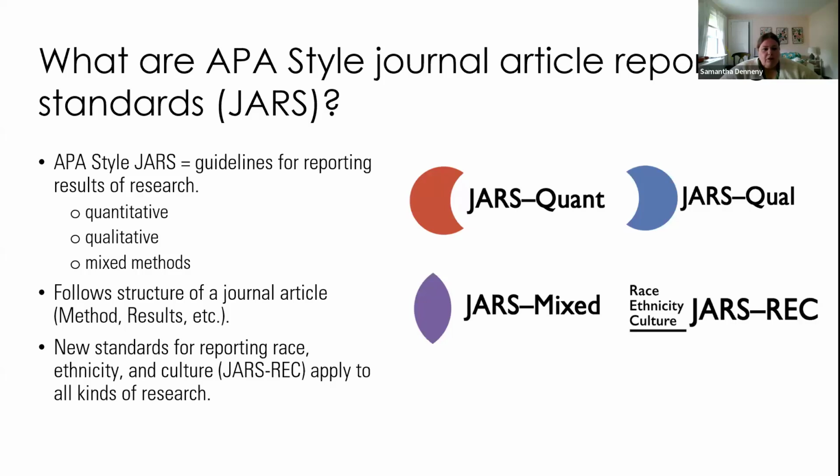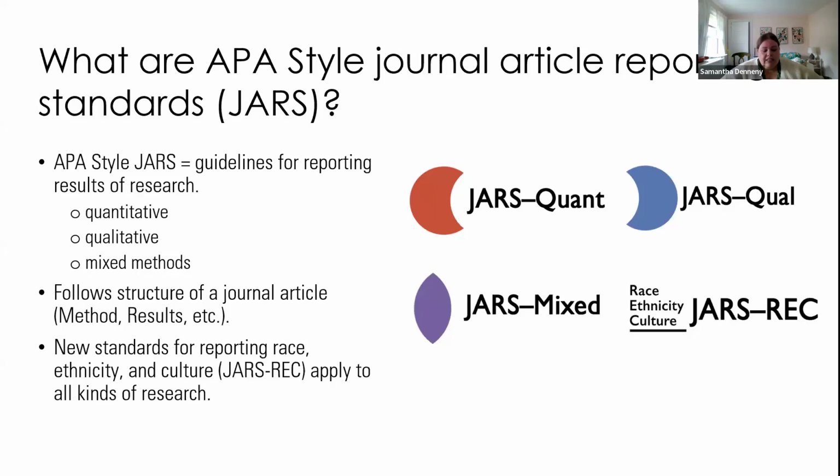You might be familiar with how APA Style JARS provides specific standards for reporting results in quantitative, qualitative, and mixed methods research. It also follows the same structure as a journal article, so it will tell you what to include in the methods section, the results section, and so on. Especially if you're working with beginner students, it's a really great thing to pair with our anatomy of a journal article handout that we showed in the beginning.